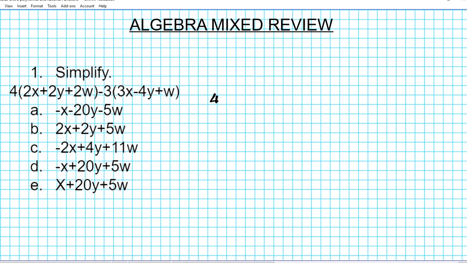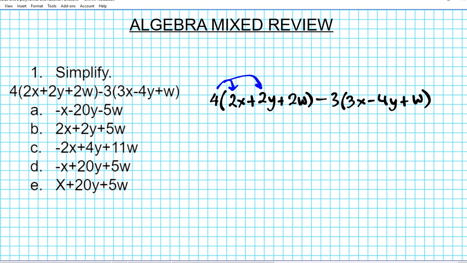So we have 4 times 2x plus 2y plus 2w minus 3 times 3x minus 4y plus w. Alright, so what we're going to do is distribute the number on the outside across all the terms in the parentheses. So 4 gets distributed to all those 3 terms, and negative 3 gets distributed to all these 3 terms to the right of negative 3.